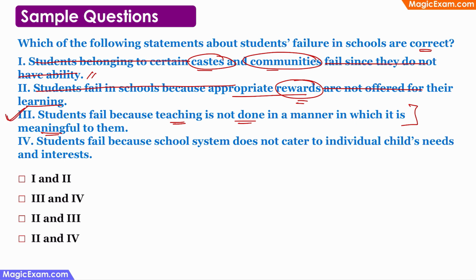Next, students fail because the school system does not cater to individual child's needs and interests. We discussed that every child is different. Every child's learning requirements are different. So the school should try to cater to the needs of all the students because all the learners, all the children are different. Therefore, if the school is just trying to use one standard methodology for everybody, then some children may fail. So this is also a correct statement, which means that 3 and 4 are correct. So 3 and 4, this is the correct answer.